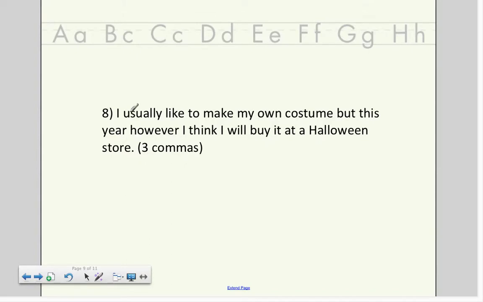Number 8, I usually like to make my own costume, but this year, however, we have a transition in the middle here, so we want to separate that. I think I will buy it at a Halloween store. Well, we have a conjunction, so we need to figure out, is this two complete sentences? This year, however, I think I will buy it at a Halloween store. That sentence can stand by itself. So we put a comma here. Remember, if this wasn't a complete sentence, we wouldn't put a comma here. It's not a compound sentence unless there's two complete sentences.